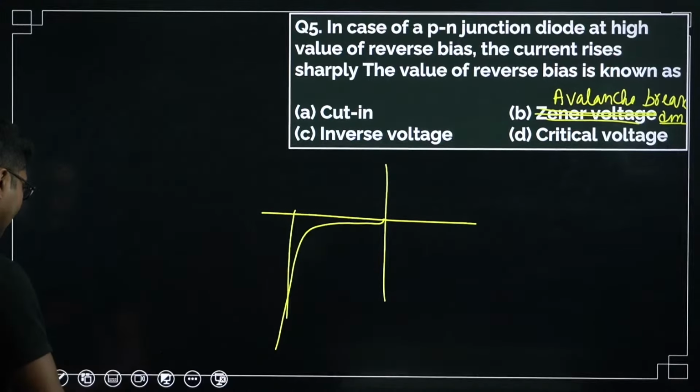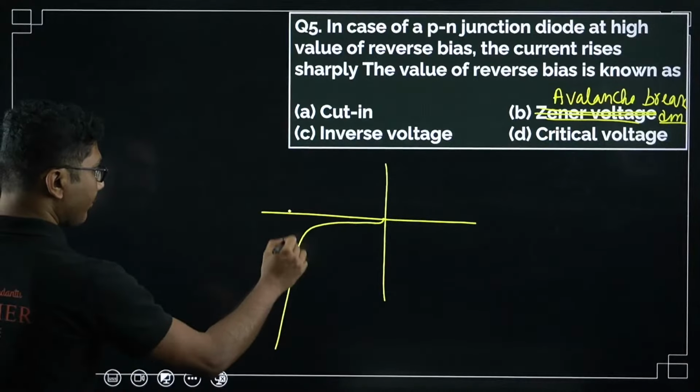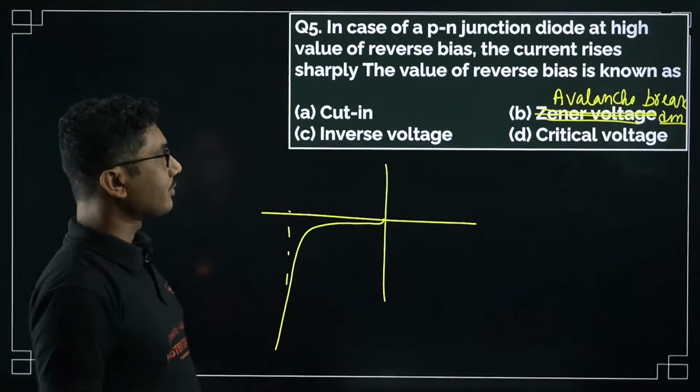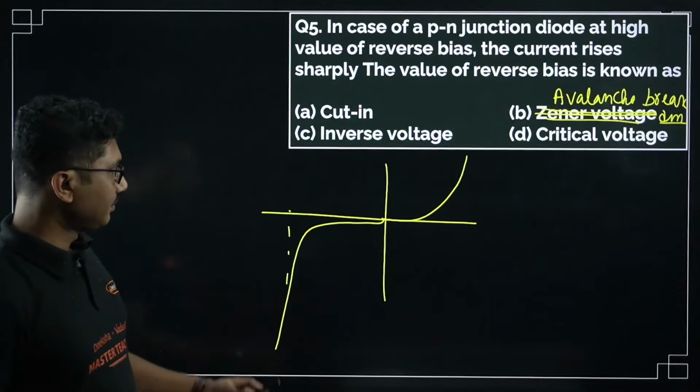For a Zener diode, there is a special name for that as well, but that is only for the Zener diode. Zener diode is not part of the syllabus. Forward bias is the same as that, right?